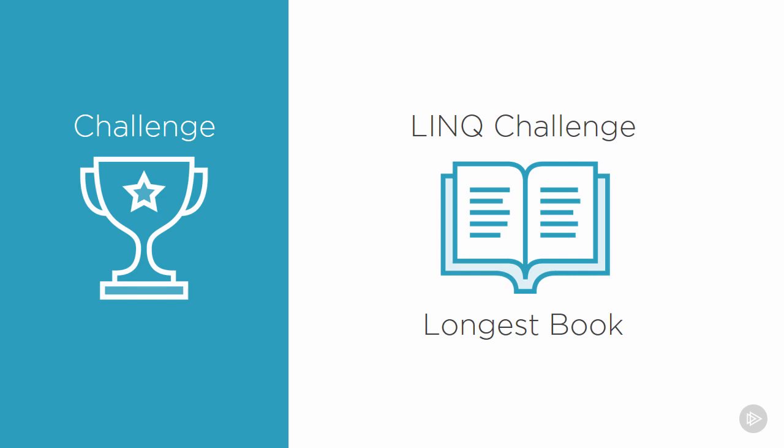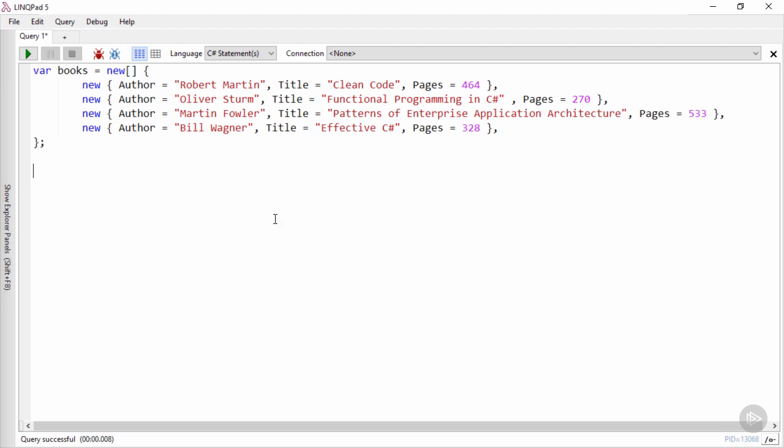Now, you'll be pleased to hear that this LINQ challenge is going to be a fairly easy one, and it's about finding the longest book. So we have a list of book objects, and each one has a title and a number of pages. And all we want to know is, what is the title of the longest book?